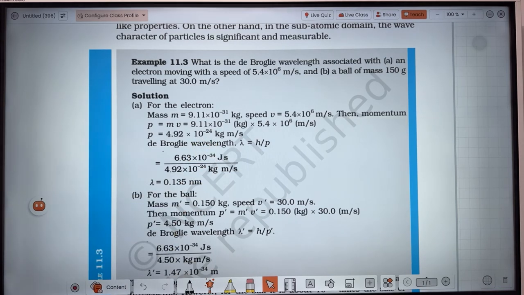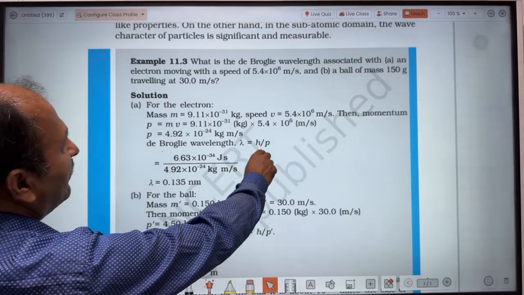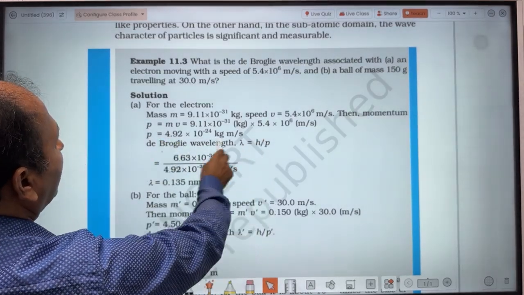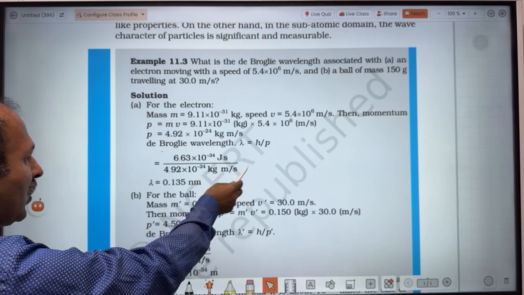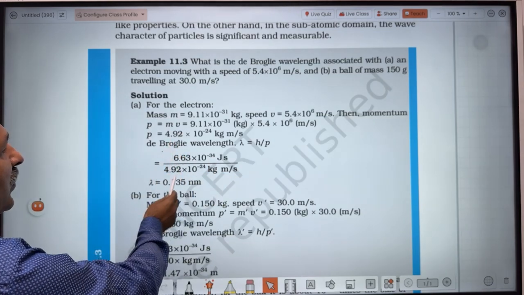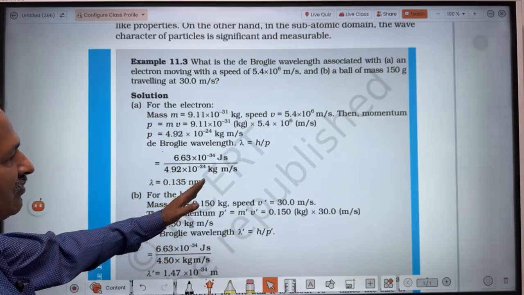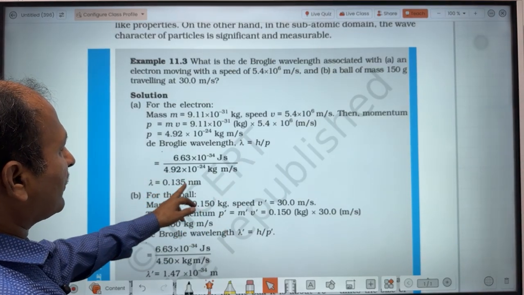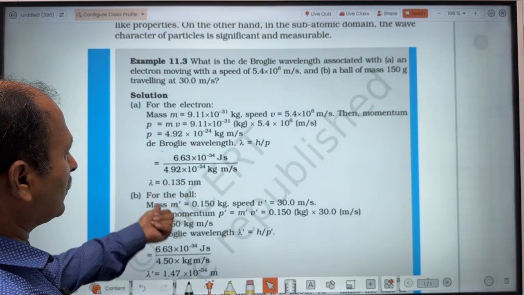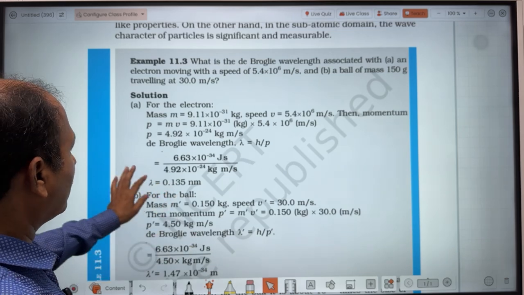Now, suppose we want to find the de Broglie wavelength related to it. Of course, lambda is given by h upon p. We have got the value of p. h we know, so 6.63 into 10 power minus 34 whole divided by this value, 4.92 into 10 power minus 24 kg meter per second. So this will come out to be 0.135 into 10 power minus 9, which is equal to 0.135 nanometer.